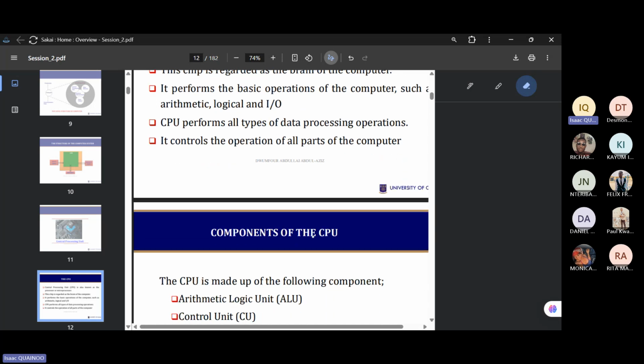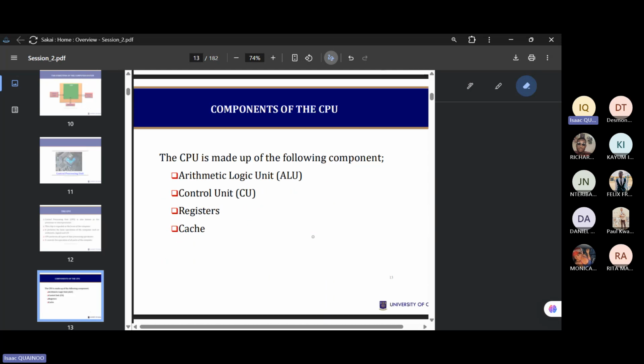So let us look at the components of the CPU, and this is where we need to take note of a lot of stuff here. So we have the arithmetic and logic units, and then we have the control units, we have the registers, and then we have the cache, okay? And the registers and the cache fall under our memory, okay? And we are going to talk about that.